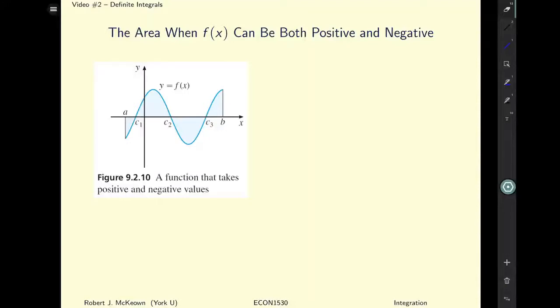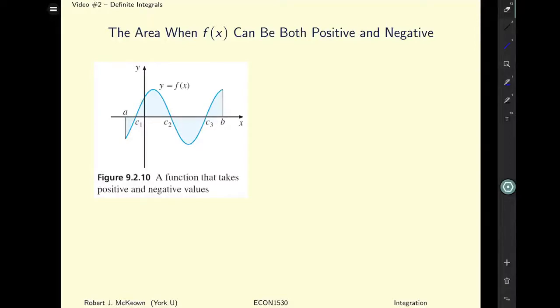Now, what do we do if we have a function that dips between positive and negative space? Sometimes f of x is larger than 0, sometimes it's less than 0. Well, we can deal with that, but you have to remember that we need to flip the curves into positive space. And so maybe the easiest way to show you this is to draw it out.